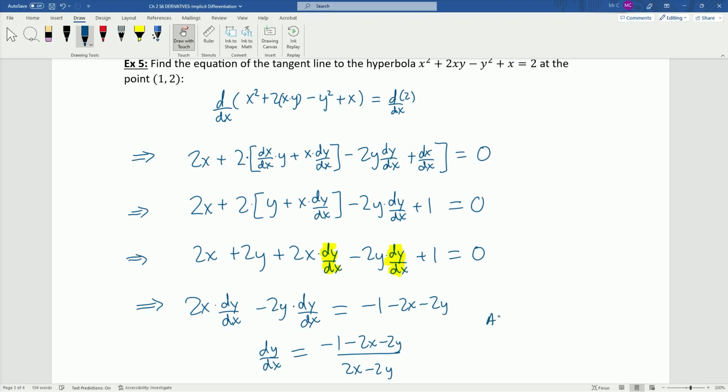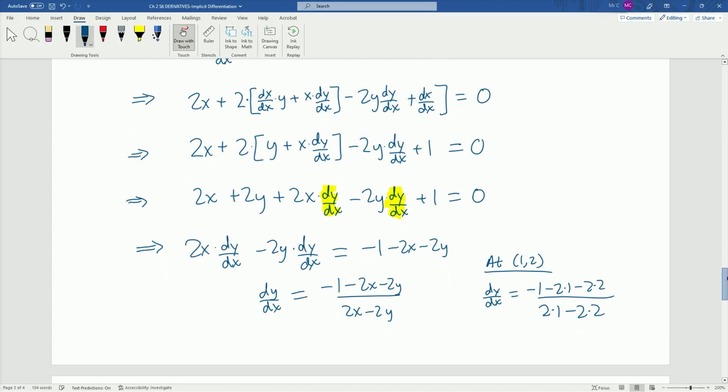Okay, so if I want this derivative at the point (1, 2), then the derivative will be negative 1 minus 2 times 1 minus 2 times 2 over 2 times 1 minus 2 times 2. So this is negative 1 minus 2, that's negative 3 minus 4, that's negative 7 over 2 minus 4, that's negative 2. So this is 7 halves.